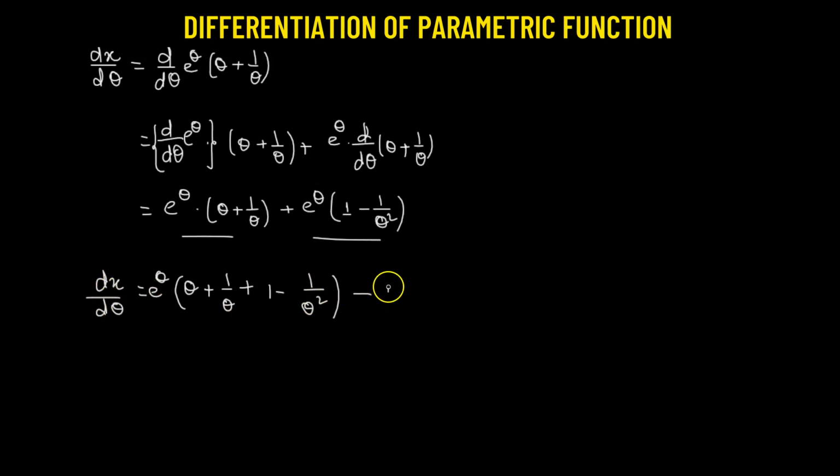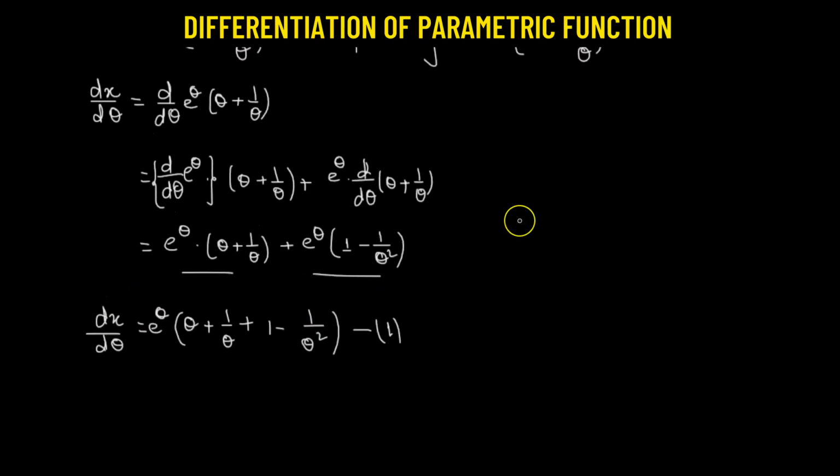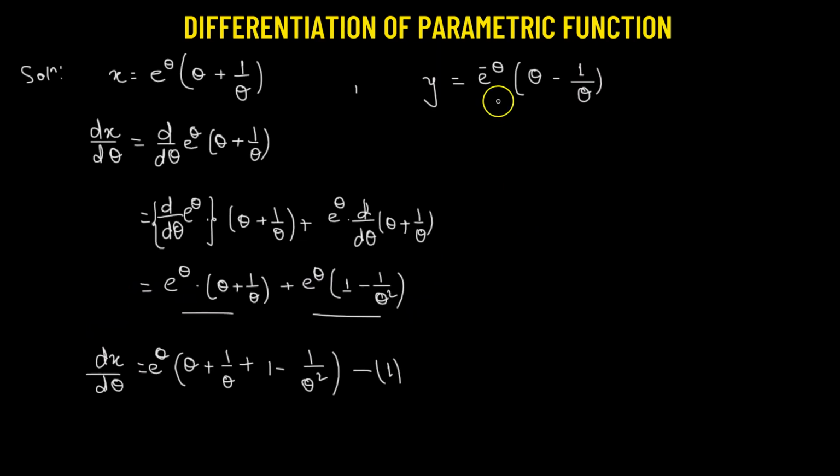We're going to label this as equation number 1. We'll come back to it in a moment. Now we will consider our function y, and we are going to take the derivative on both sides of y with respect to theta. So this will be equal to the derivative with respect to theta of e raised to the power of negative theta multiplied by theta minus 1 over theta.